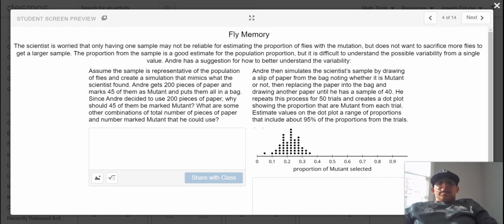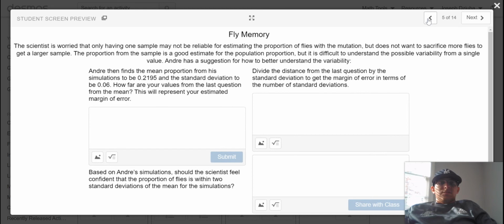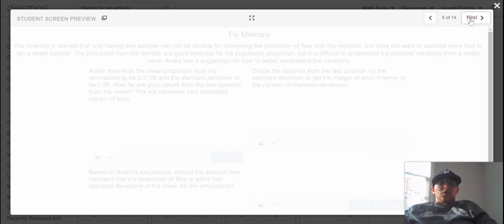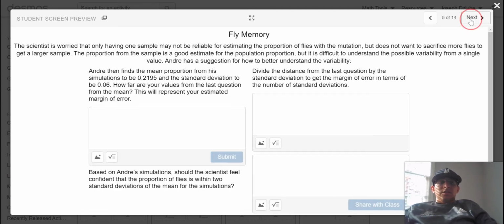So the scientist is worried that only having one sample may not be reliable for estimating the proportion of flies with the mutation, but doesn't want to sacrifice more flies to obtain a larger sample. So 4 different ideas have been proposed. Make sure that you read through those ideas and answer the questions accordingly.